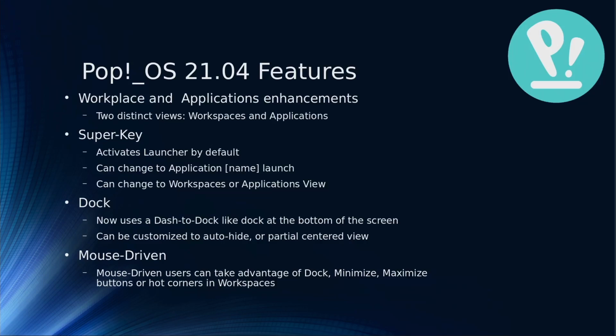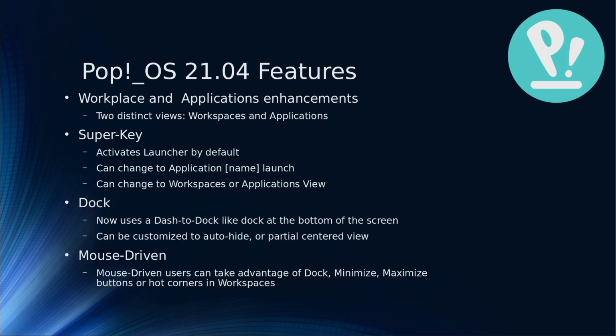The super key by itself launches the launcher by default. However, in the past, you probably remember it brought up an applications list, and you can still program it to do that. Also, you can change it to automatically go to the Workspaces and Applications view if you choose.